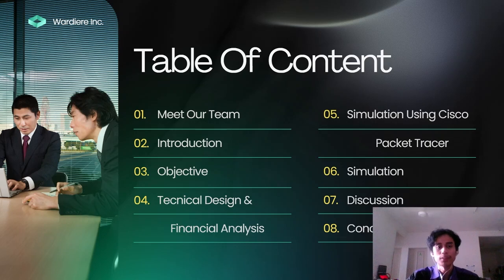The first is meet our team, where we introduce our teammates. The second is our introduction. The third is our objective, what we want to achieve by doing this assignment. The fourth is task one, technical design and financial analysis. The fifth is simulation using Cisco Packet Tracer. The sixth is the demo simulation for the Packet Tracer. The seventh is our discussion, what we find, and the eighth is our conclusion.